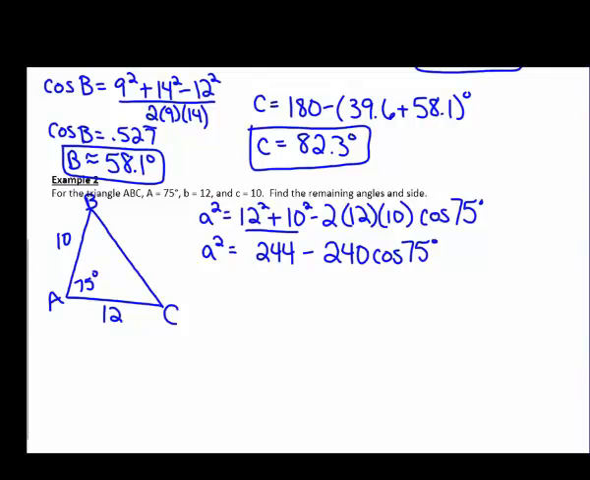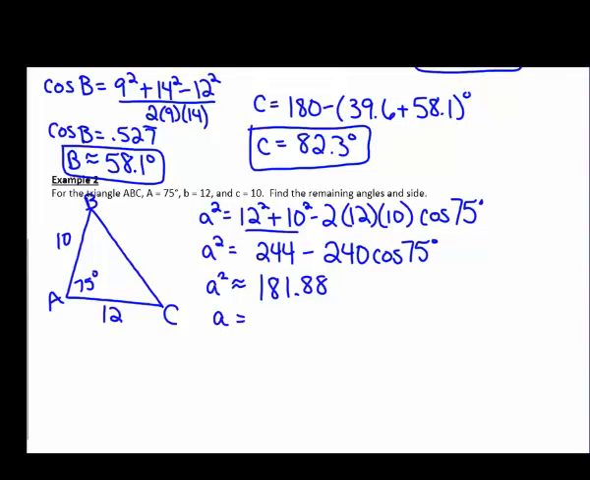Okay, again, we're not combining that 244 and the 240 because that 240 is being multiplied by the cosine of 75. But you could plug this into the calculator just like that. And we end up with about 181.88. The decimal keeps on going, but that's okay. We're just rounding a little bit. And then we need to take the square root.